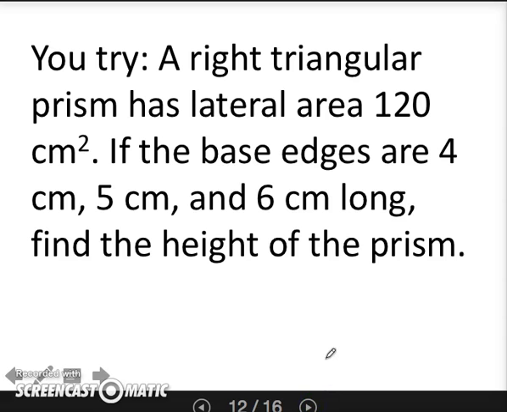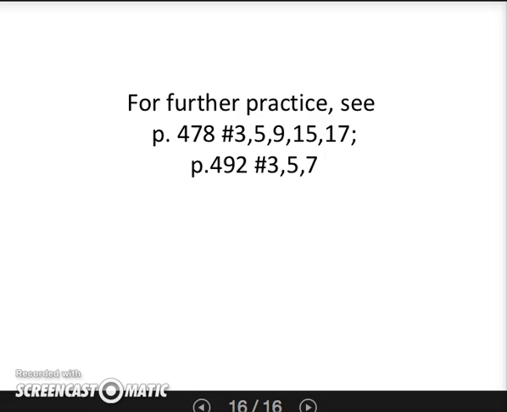You try this one. A right triangular prism has a lateral area of 120 centimeters squared. So this time they're giving you the lateral area. The base edges are 4, 5, and 6 centimeters long, and you're asked to find the height of the prism. For further practice, see page 478 of your book, numbers 3, 5, 9, 15, and 17, and page 492, numbers 3, 5, and 7.